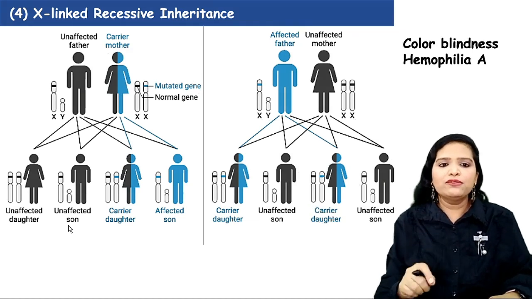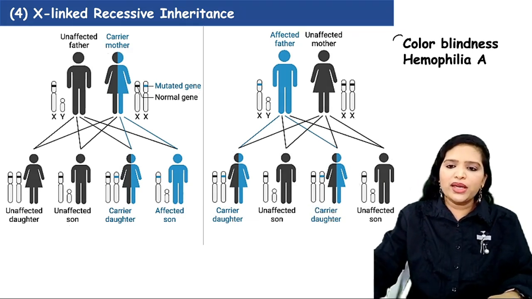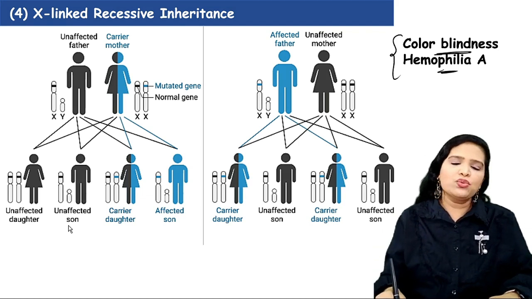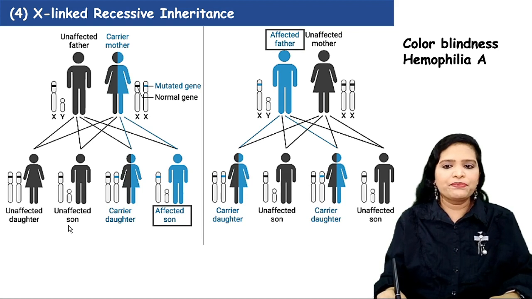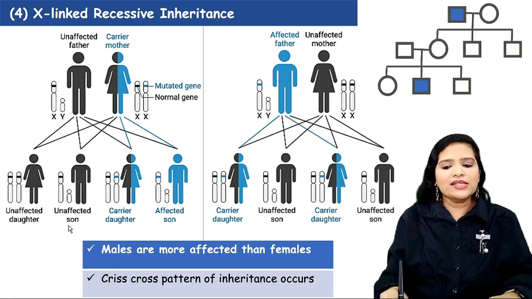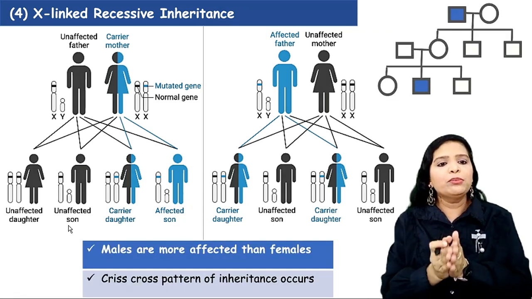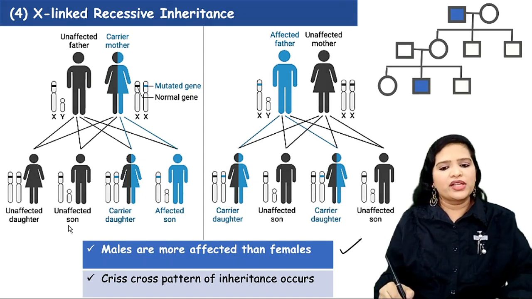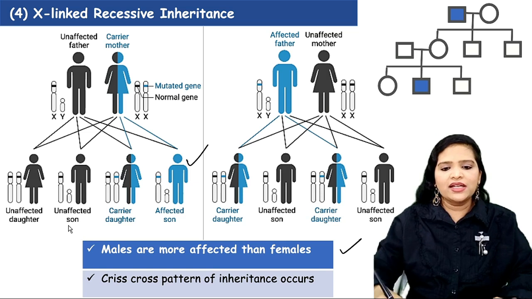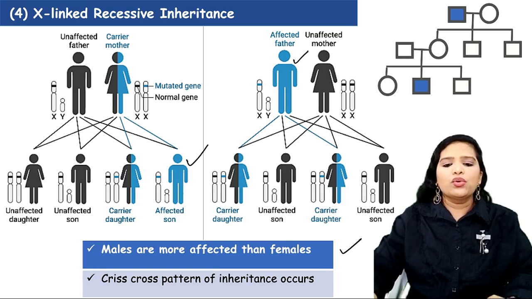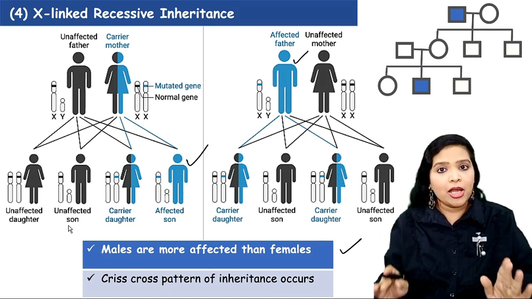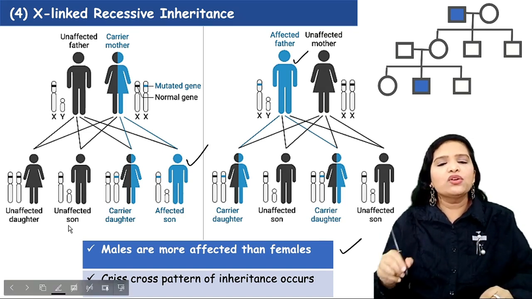So examples for the X-linked recessive disorders, very, very important: color blindness and hemophilia A. These two are the important examples. Okay, understand? So what is the key point here? The key point in the case of X-linked recessive disorder is that males are more affected. Okay, so see here, males are affected. Females are not affected. They act as a carrier. But a crisscross pattern of inheritance occurs.